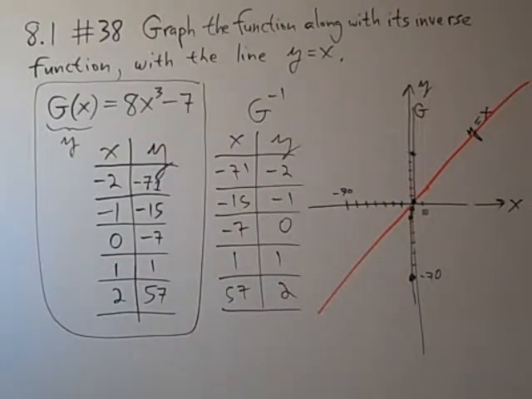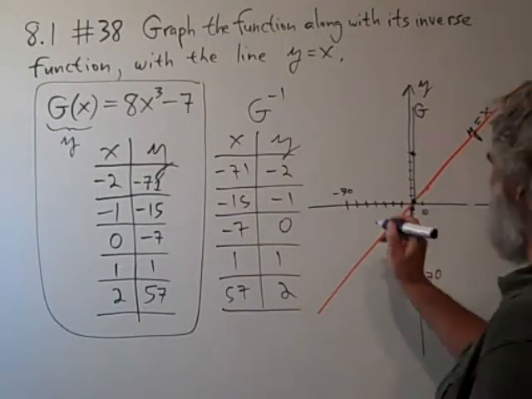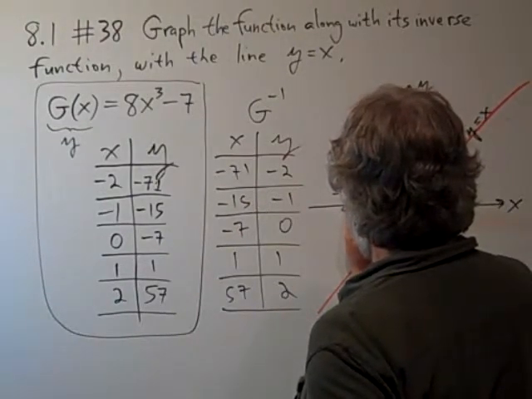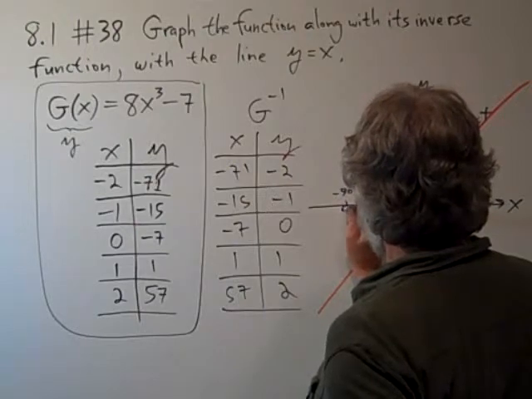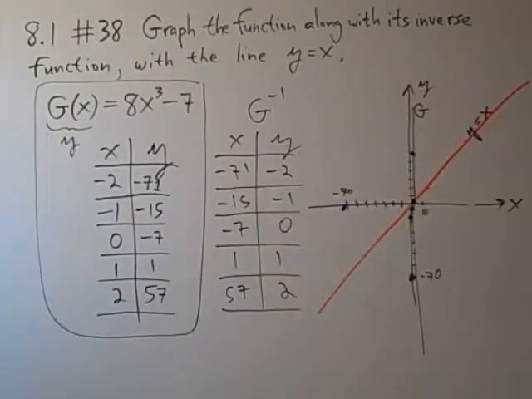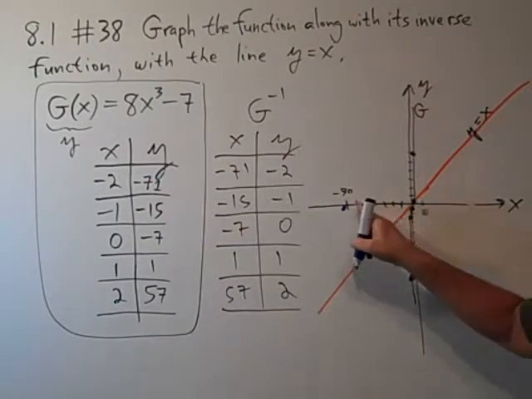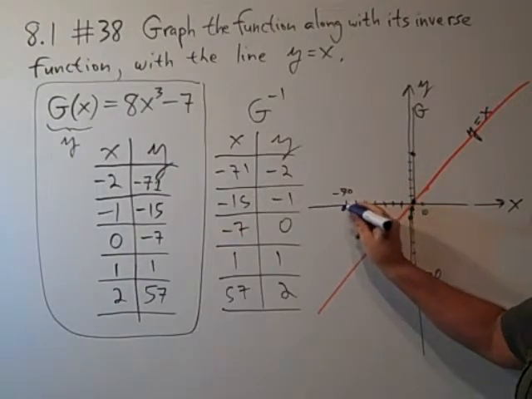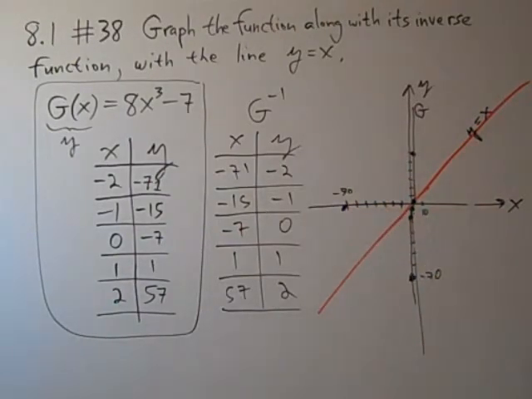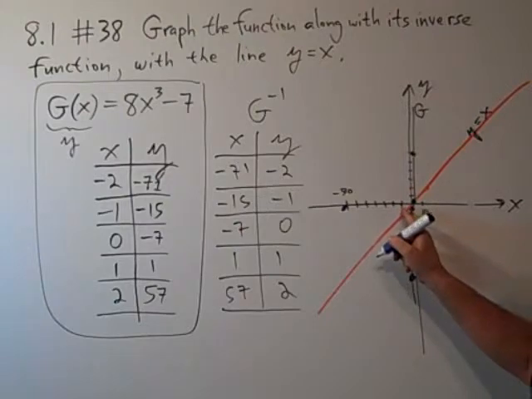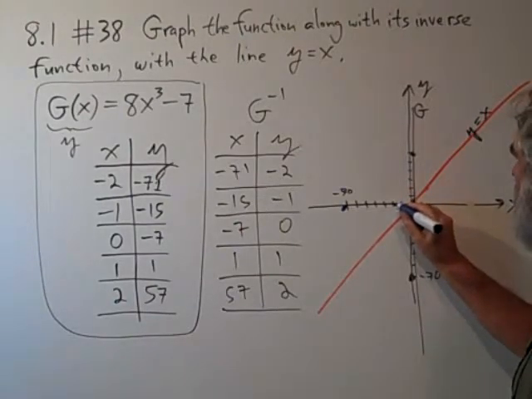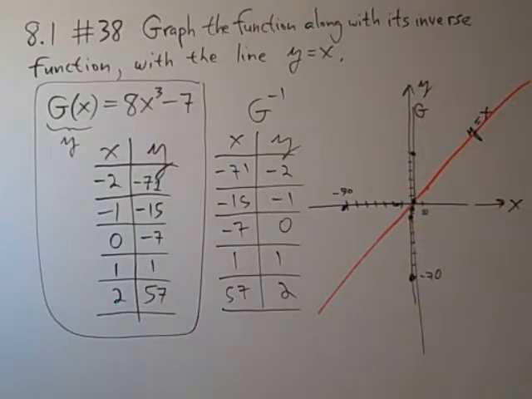Now for the graph of g inverse. G inverse, we go -71 and -2. I'll do this one in blue. Boy, that's way down here, just slightly under the x-axis. That's -71 and then -2. It's hard to even graph. Anyway, then -15, -1 is even closer to the x-axis.